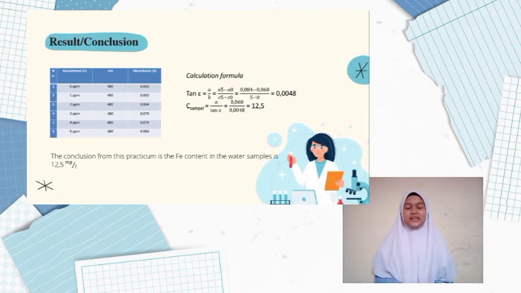Now, as you can see, this is the result of this practicum and the calculation formula that we will use. And then the calculation from this practicum is that the FA content in the water sample is 12.5 milligrams per liter. Okay, thank you for your attention.